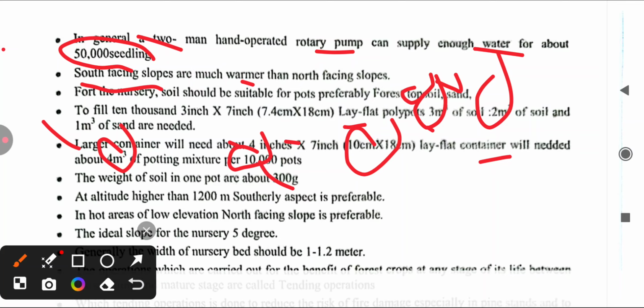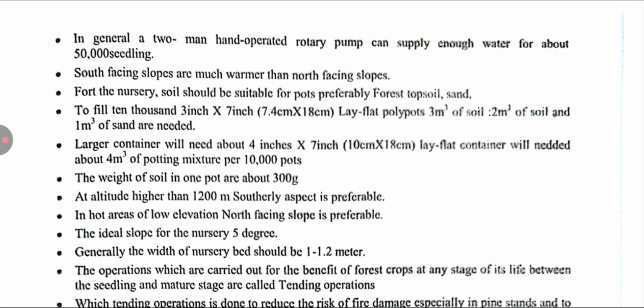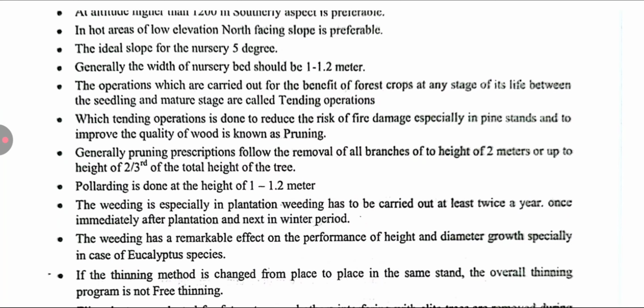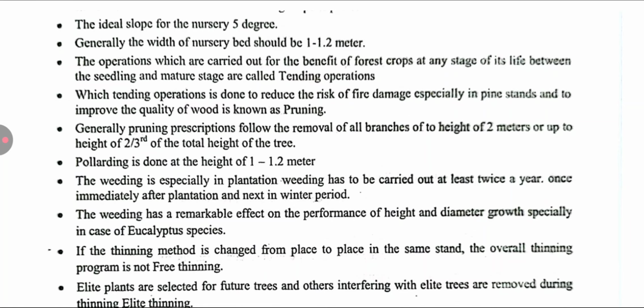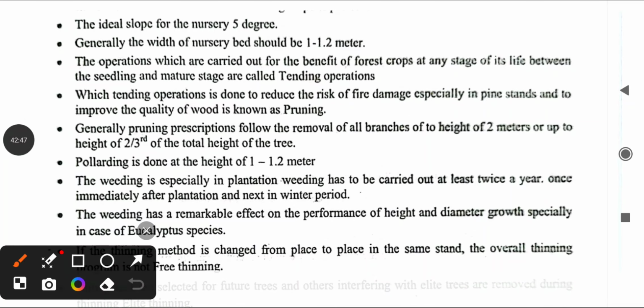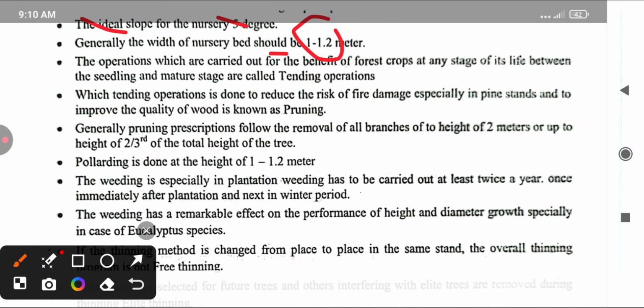At altitude higher than 1200 meter, southerly aspect is preferable. Okay, at 1200 meter, make it a southern aspect. In hot areas of low elevation, north facing slope is preferable. And then the ideal slope for the nursery is 5 degree. Generally, the width of nursery bed should be 1 to 1.2 meter.